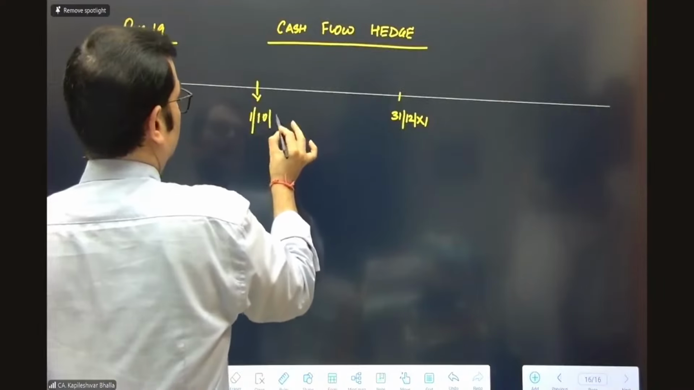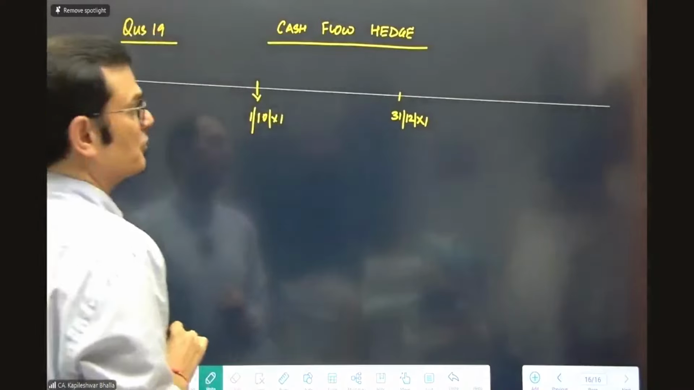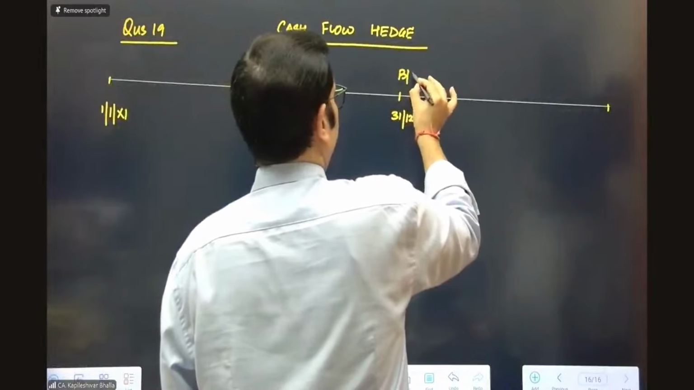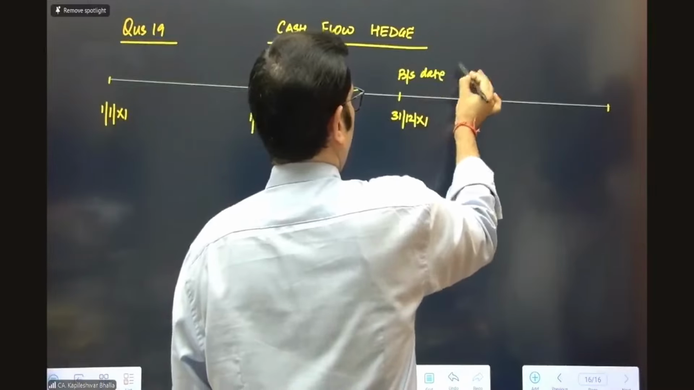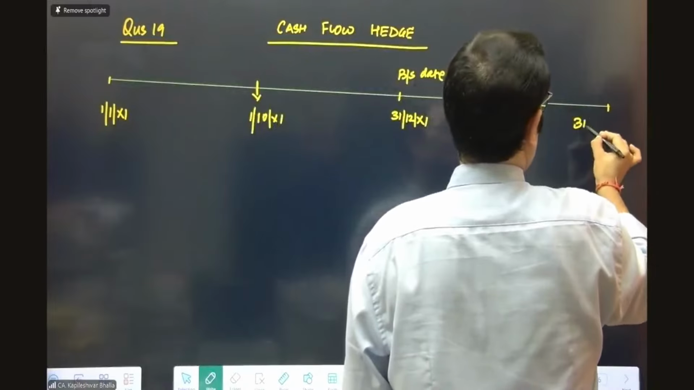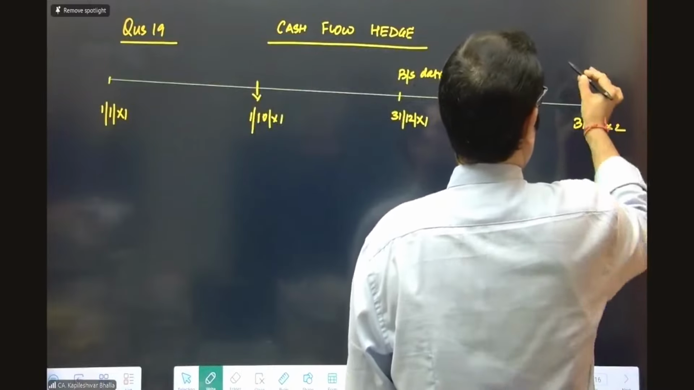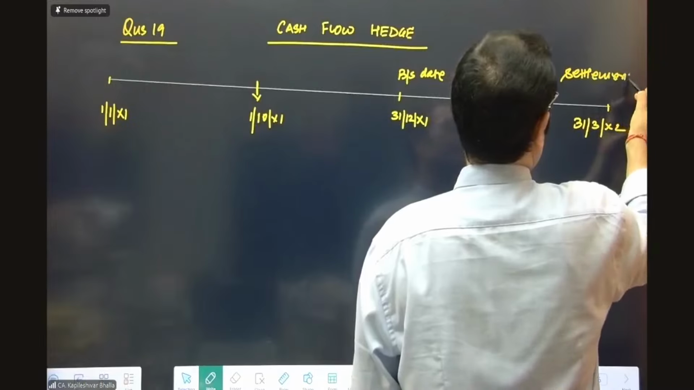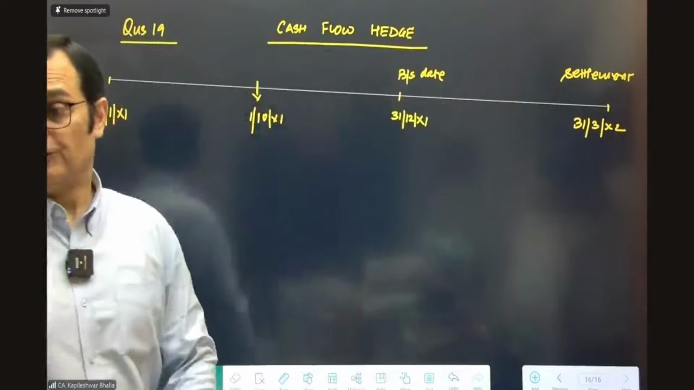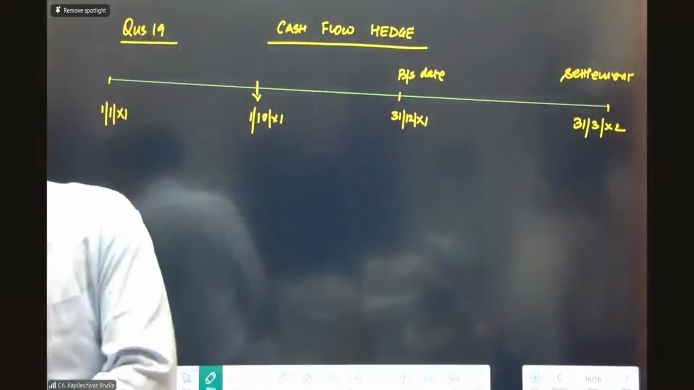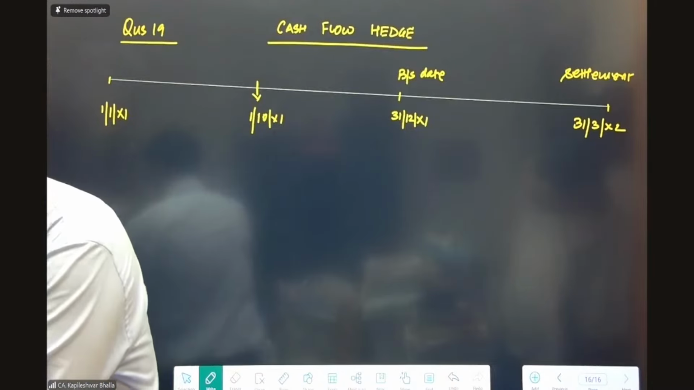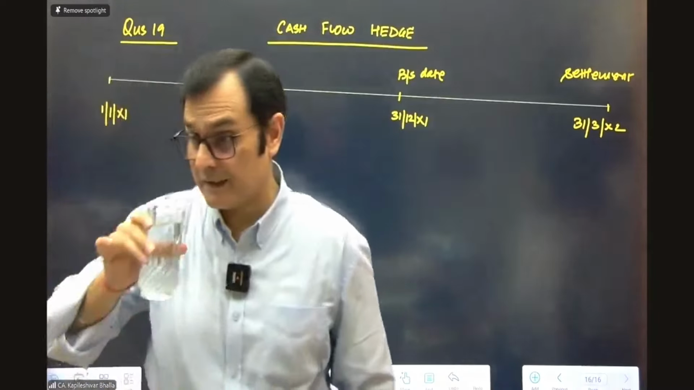And 1st October X1 is when you entered the futures contract. So this is the balance sheet date. And this is 31st March X2. This is the date of settlement of the futures contract and when you made the sale of the inventory. So let's organize all the information in a single go and then we'll solve the entries with you.